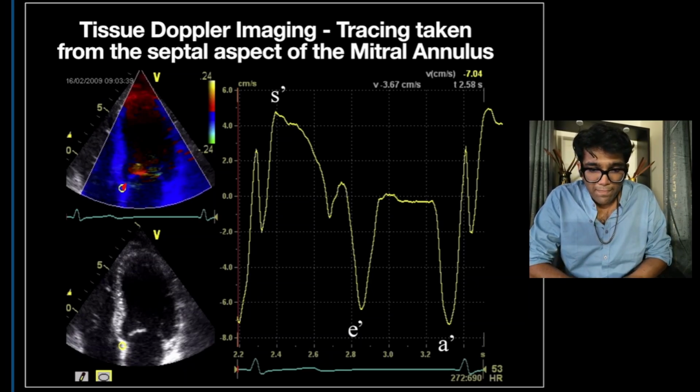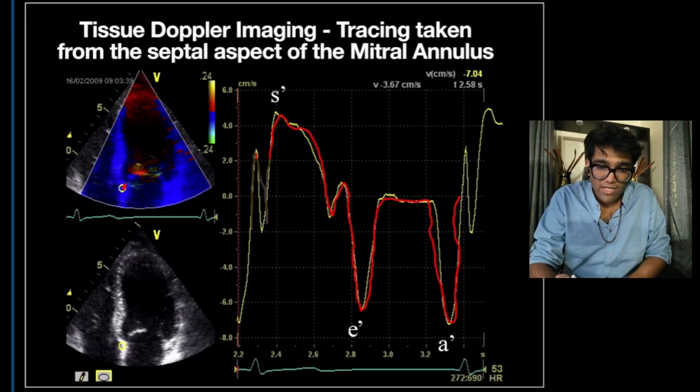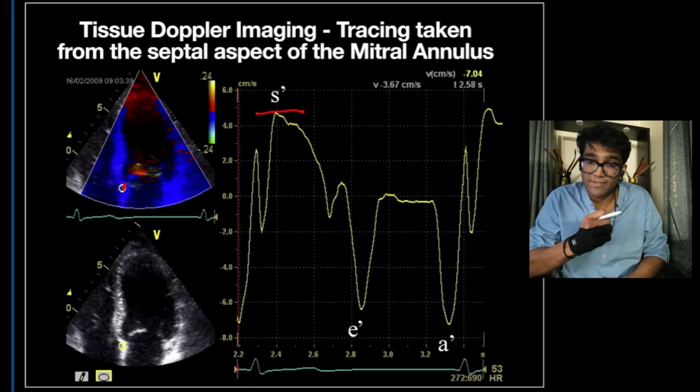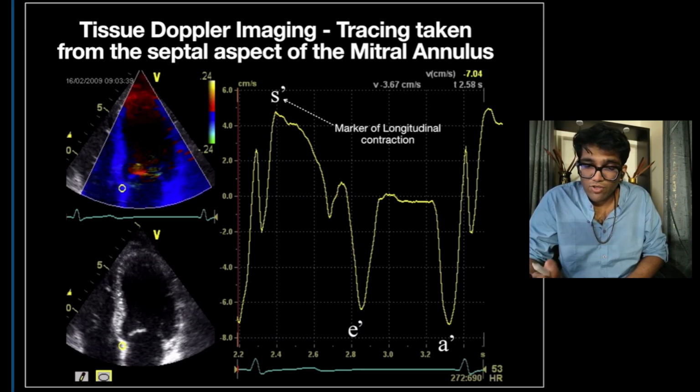Now again we see isovolumetric contraction, followed by an S prime wave representing ejection, followed by isovolumetric relaxation, followed by early rapid filling, then diastasis, then the atrial contraction, the atrial kick. This represents one systole followed by one diastole. Now what we want is the peak velocity with which the myocardium is pulling the mitral annulus towards the apex. So we want to estimate this. So we measure that, and what we find is that this is a direct marker of longitudinal contraction.